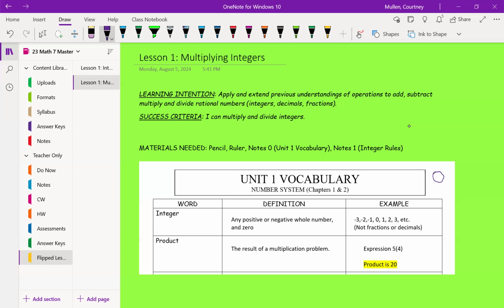The other vocabulary word we're going to be working with today is product. The product is the result of a multiplication problem. So if the expression is 5 times 4, the product is 20. Pause the video and copy this vocabulary word's definition and example onto your note 0.